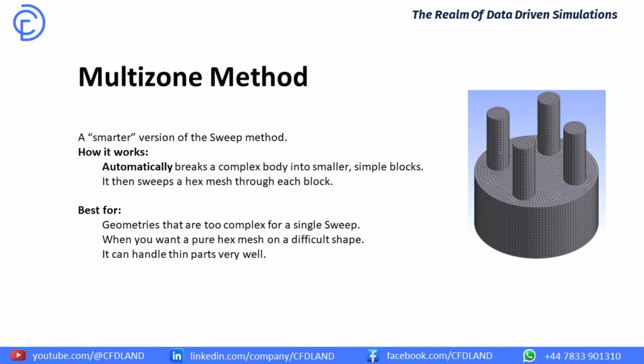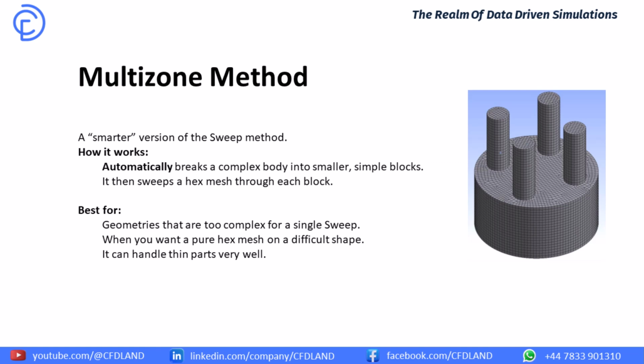So as our last method, we can look at one of the most intelligent and useful meshing methods in ANSYS, multi-zone. The best way to think of multi-zone is an automatic smart sweep method. The regular sweep method only works on simple sweepable bodies, as you remember. But what if your body is too complex to sweep? That's where multi-zone comes in. It automatically decomposes or slices a complex body into multiple simpler blocks. Then it routes a high-quality hex mesh through each of these blocks and connects them all together.